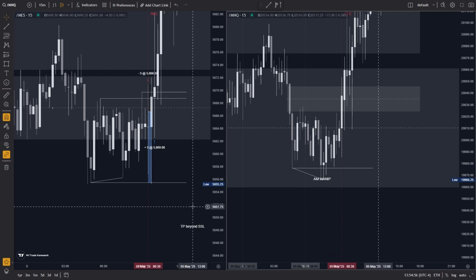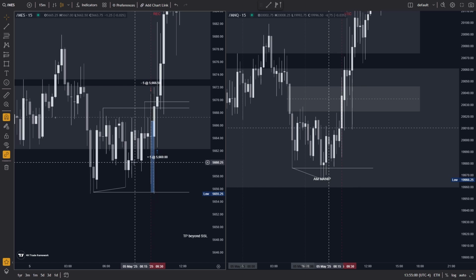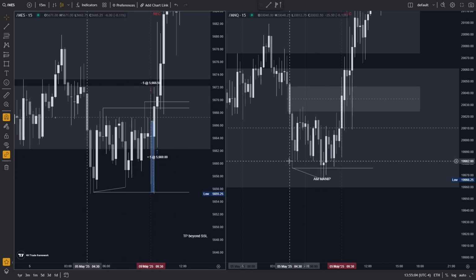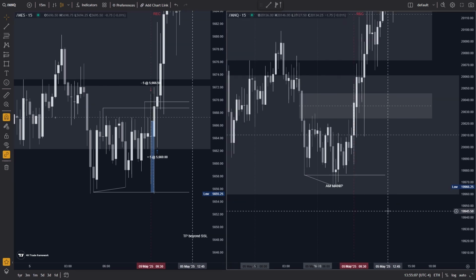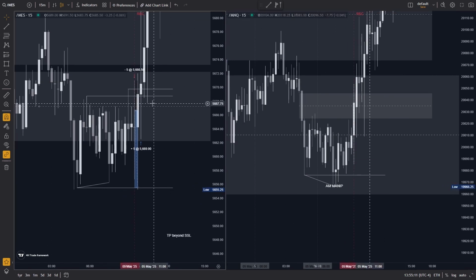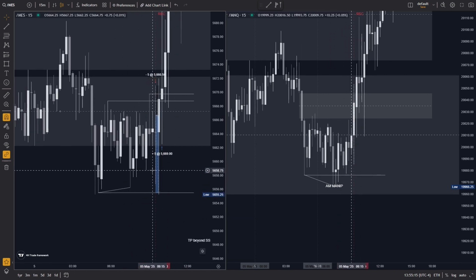So an SMT is just showing me the weaker pair. So obviously in this case, ES is the lagging indicator. NQ is stronger because it was able to take this low. So right away, these pairs usually will follow each other. So as soon as I see that this low wasn't taken, I see these as targets.